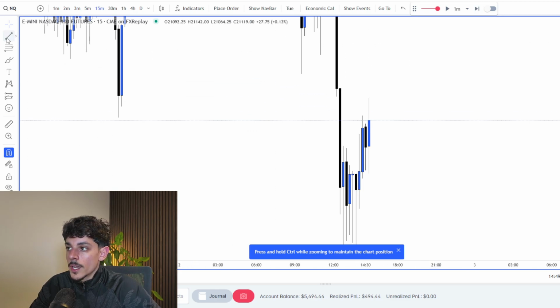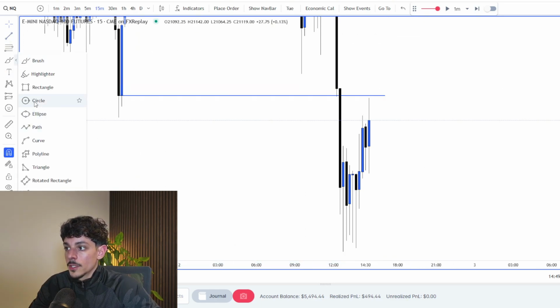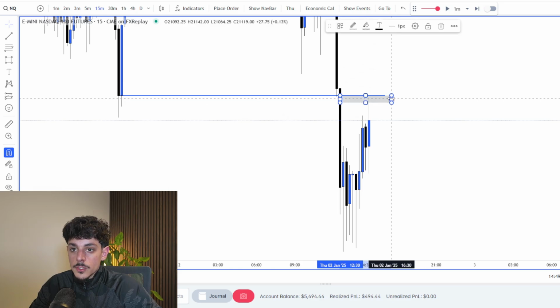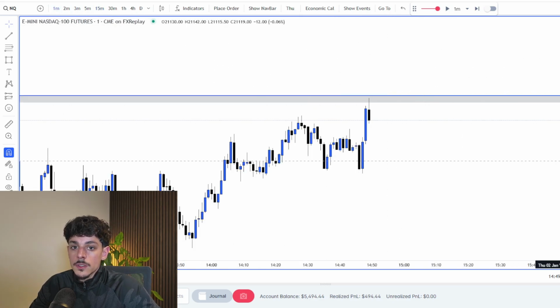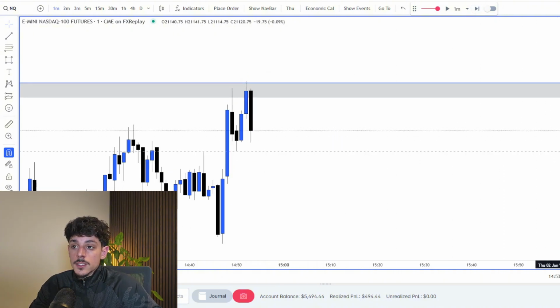Right here, let me see what happens. We have a 15-minute order block right here paired with a 15-minute fair value gap. So this could be a nice area of interest for possible shorts. So really nice here. Perfect.